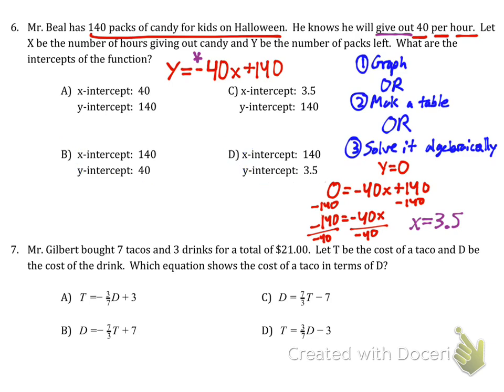Now, I could have looked at this and also gone, wait a second, that 40, they're trying to trick me. They're trying to make the slope be the x-intercept. I know that's very rarely the case, and so that is not the right answer.